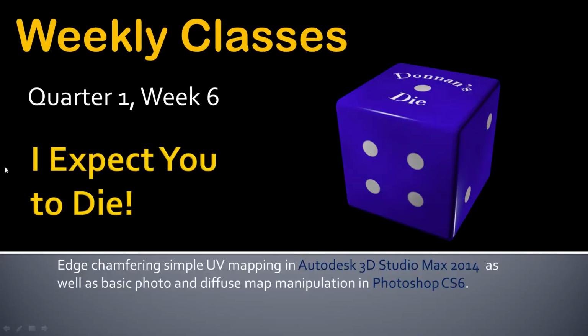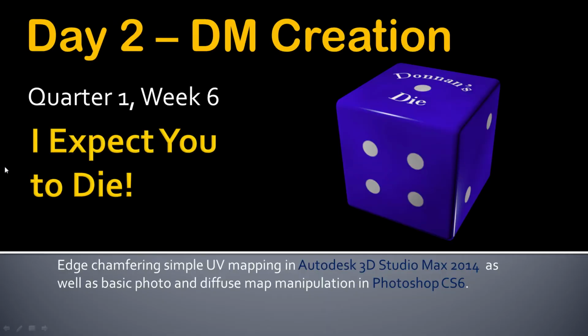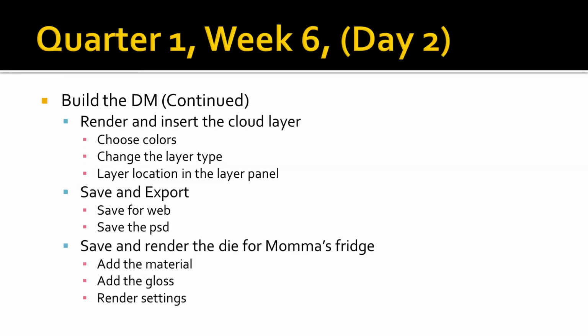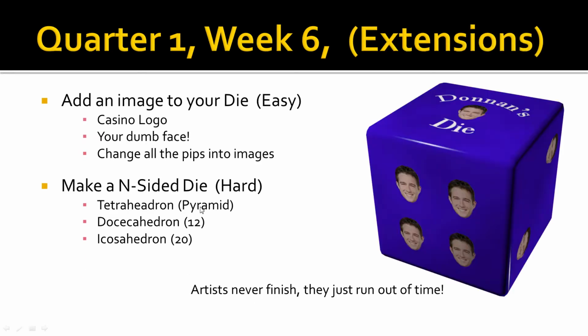Now, this was our weekly class for this week, and if you're done with day 2, after we saved and rendered, we rendered the material and added the gloss, set up the render settings and exported it. If you want to extend it, you can do some dumb, silly stuff like what I did. You can put your casino logo on there. You can put your dumb face. You can change all the pips into images. All that sort of stuff.